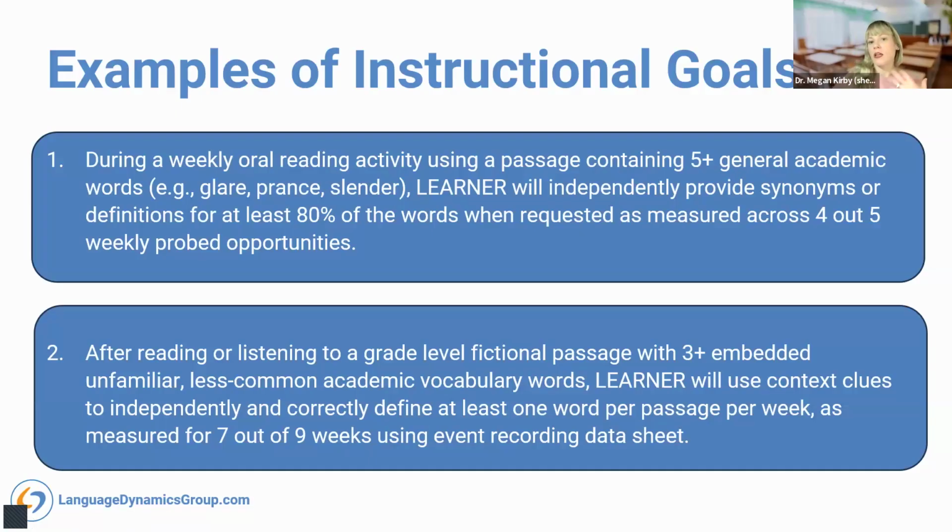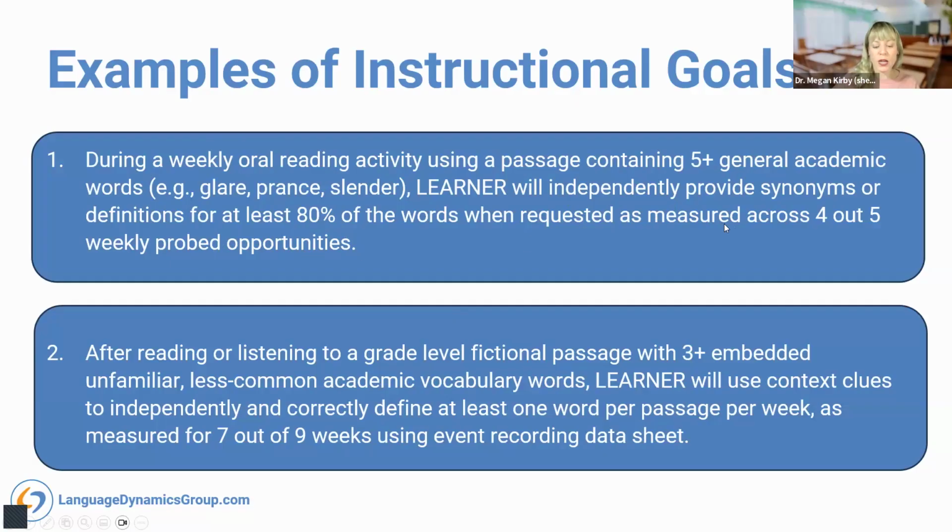So the first one would be for definitions. During a weekly oral reading activity, using a passage that has at least 5 general academic words, so right, tier 2 words. And I usually will list examples in my goal so people know what I'm talking about when I say general academic words. The learner will independently provide synonyms or definitions for at least 80% of the words when requested, as measured on a 4 to 5 weekly probe.